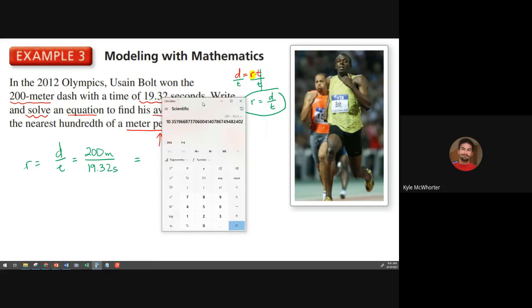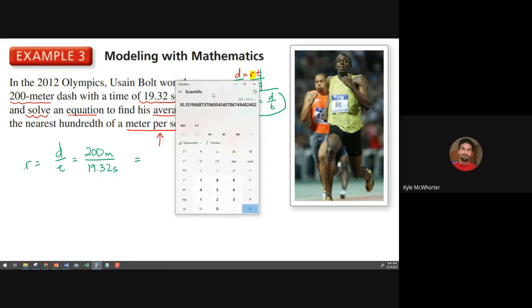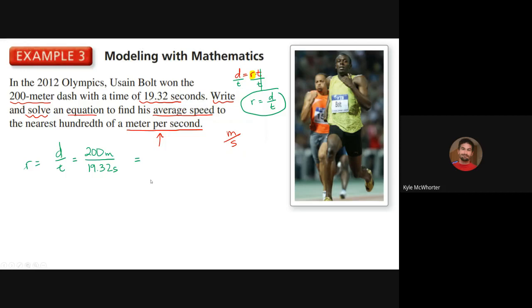They say to round to the nearest hundredth. That's 2 decimal places. So 10.35, there's a 1 after it, so we stay at 5. So 10.35 meters per second. Okay, so this is the end of that question. We answered it. His average speed was 10.35 meters per second.